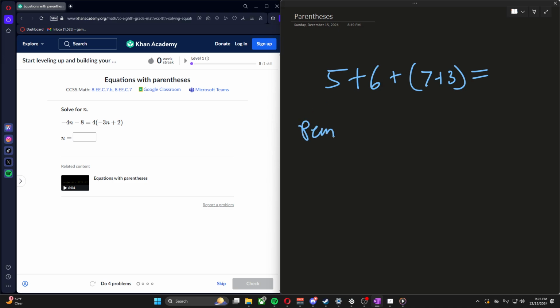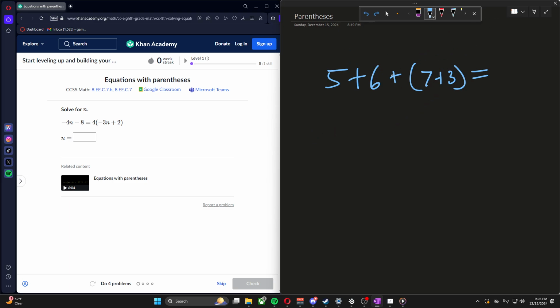Using PEMDAS, which is parentheses, I spelled that wrong. Apologies. Which means parentheses, exponentials, multiplication, division, addition, and subtraction. We know that we have to do the parentheses first.